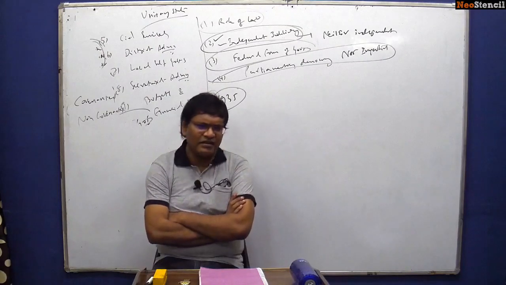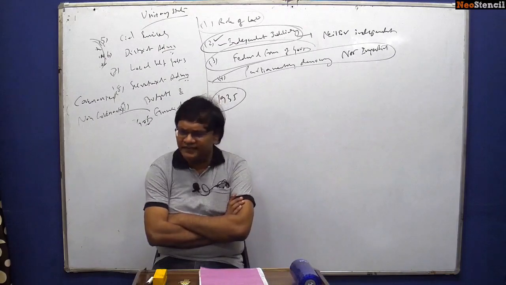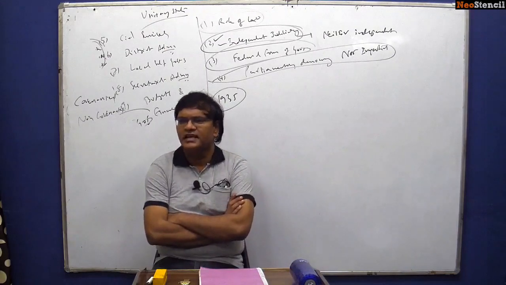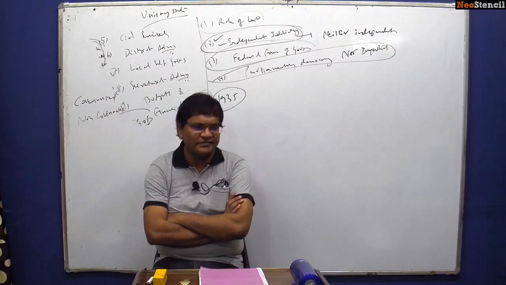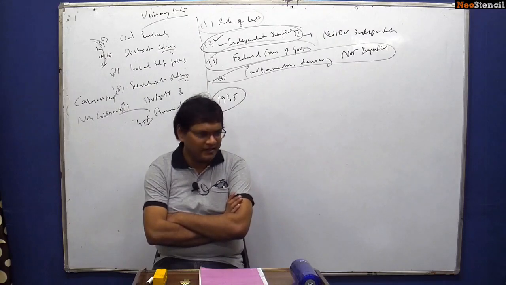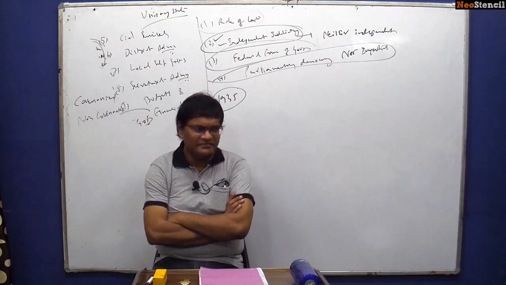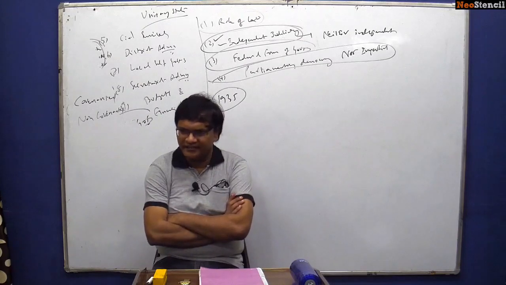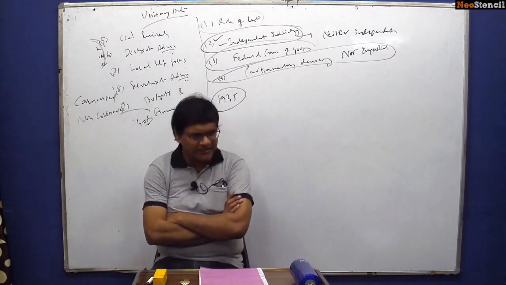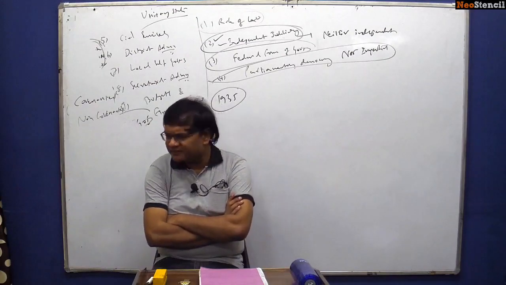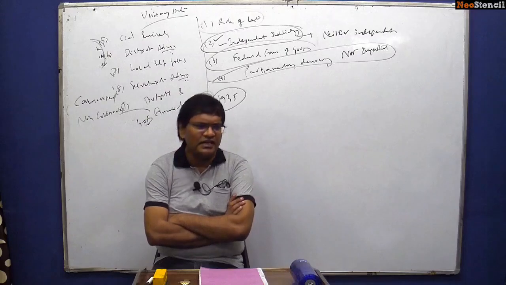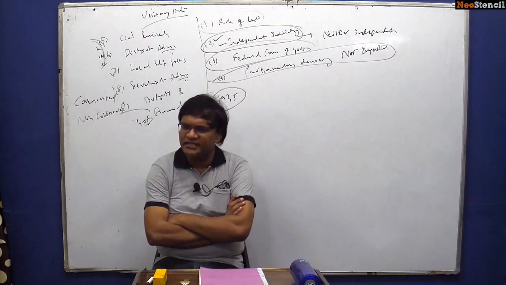Even though Indians were allowed, the representation of Indians was very less. Why? Because the age limit was 19 years to take the examination, and they had to go to London to take the examination, which was very tough. So obviously it was almost impossible for Indians to clear the examination.